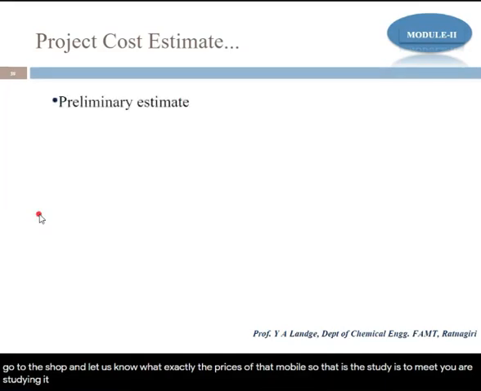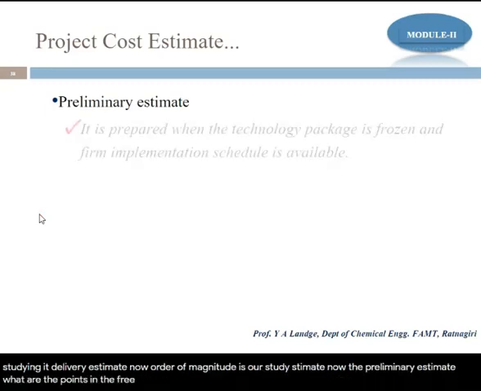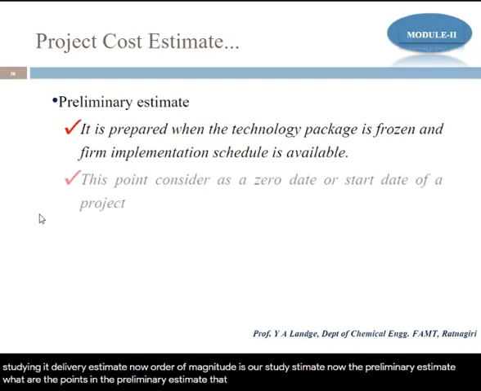Then the preliminary estimate. Now the order of magnitude is over, and the study estimate is done. Now the preliminary estimate. What are the points in the preliminary estimate? Let's check it.